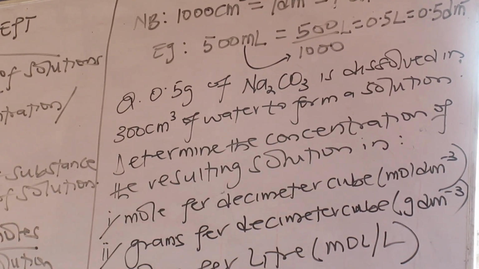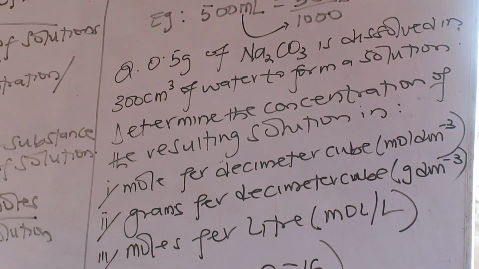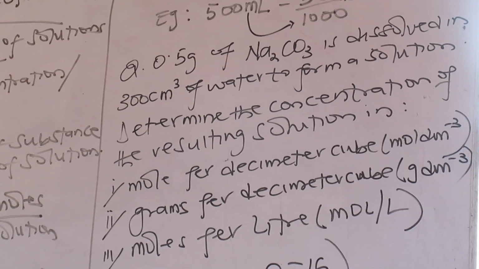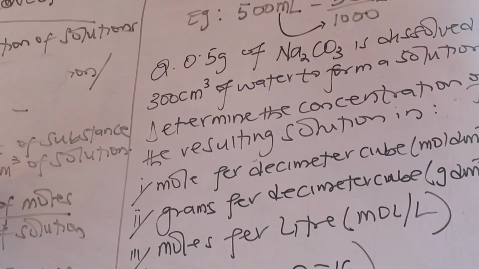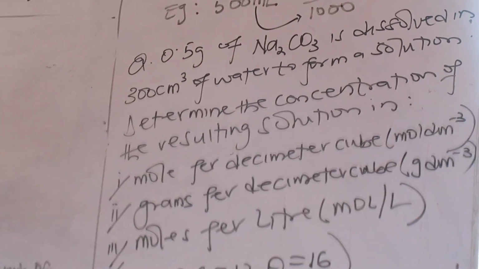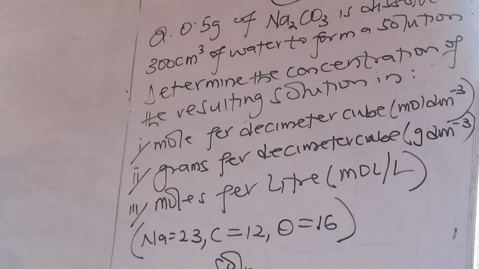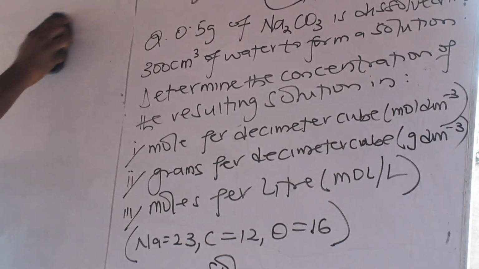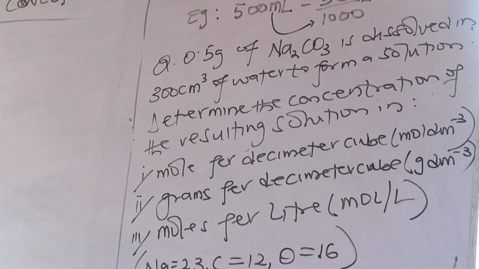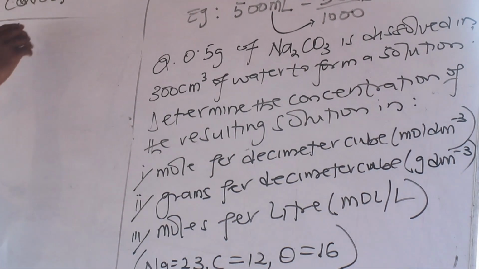Application. 0.5 grams of sodium carbonate is dissolved in 300 cm cube of water to form a solution, right? Now determine the concentration of the resulting solution in (i) moles per dm cube, (ii) grams per dm cube, and (iii) moles per liter.